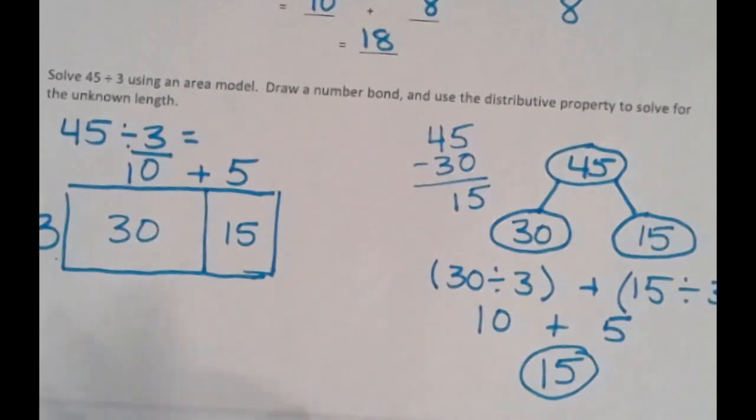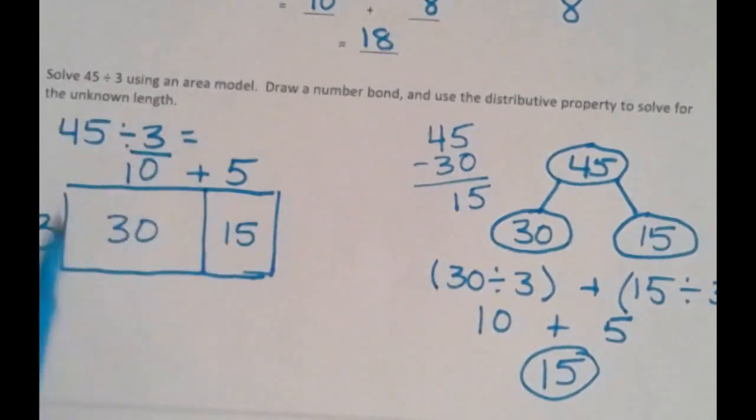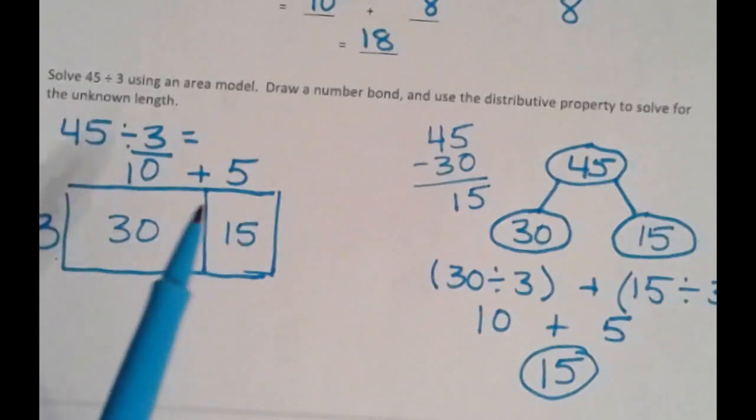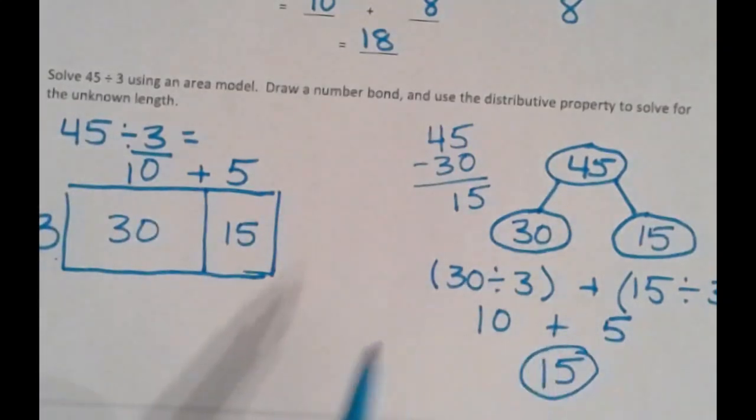Alright? So finish the back on your own. You're going to do the same procedures we just did. Area model and a number bond, and then model what you did with the distributive property. Demonstrate what you did in your area model using the distributive property.